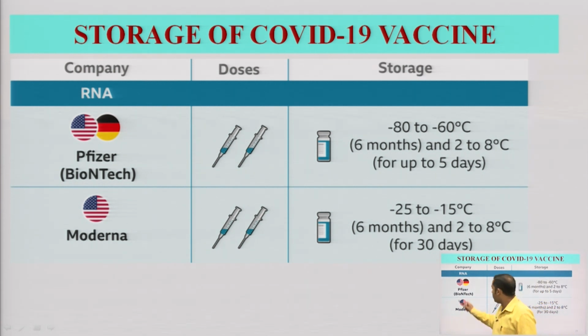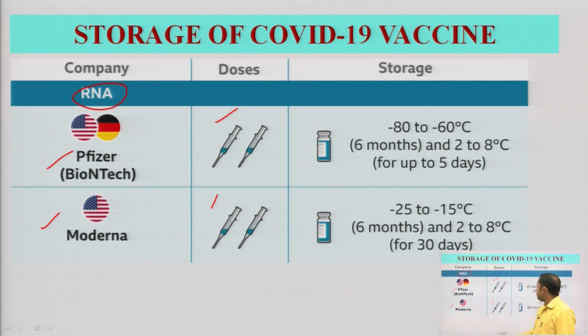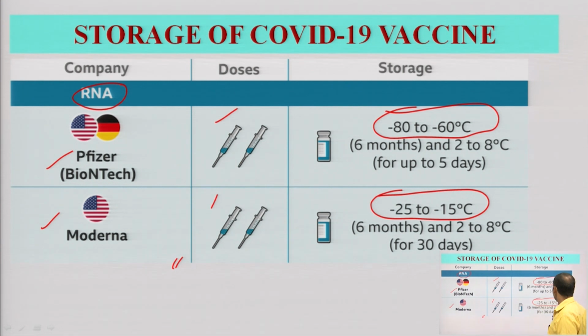So, the Pfizer-BioNTech vaccine and Moderna's vaccine are RNA-based vaccines, and 2 doses are required. For Pfizer, minus 80 to minus 60 degrees centigrade is required, and for Moderna's mRNA vaccine, minus 25 to minus 15 degrees centigrade is required.